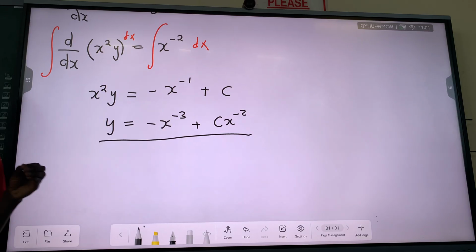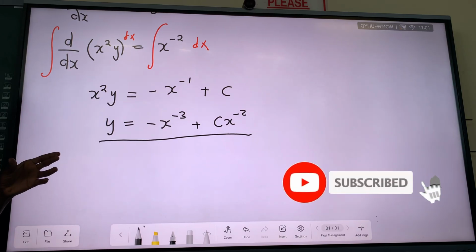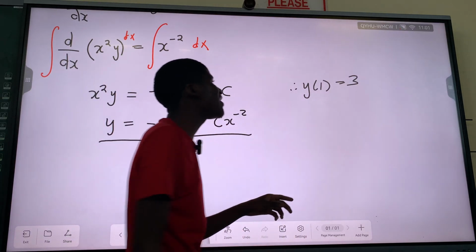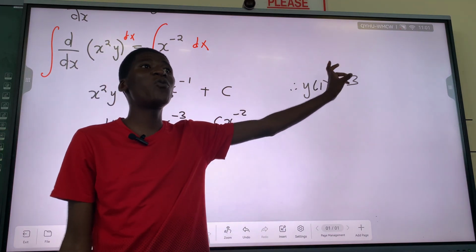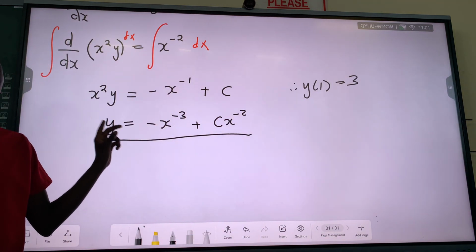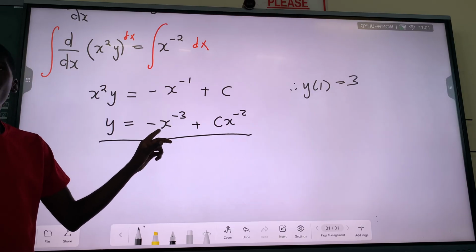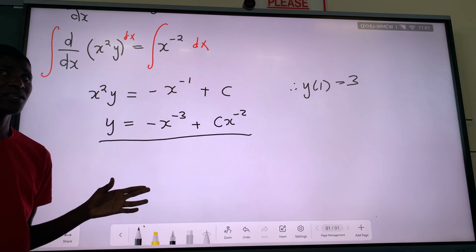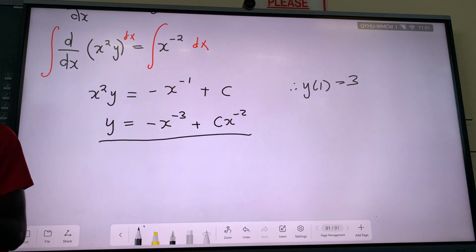We call it a general solution because there is an unknown constant c. If they give you initial conditions, they will tell you maybe that y at 1 is 3. That means when x equals 1, y is 3. You just substitute 3 for y and 1 for x. You solve for c, you get the answer. Straightforward, simple. That's a first order differential equation. Know how to solve it.